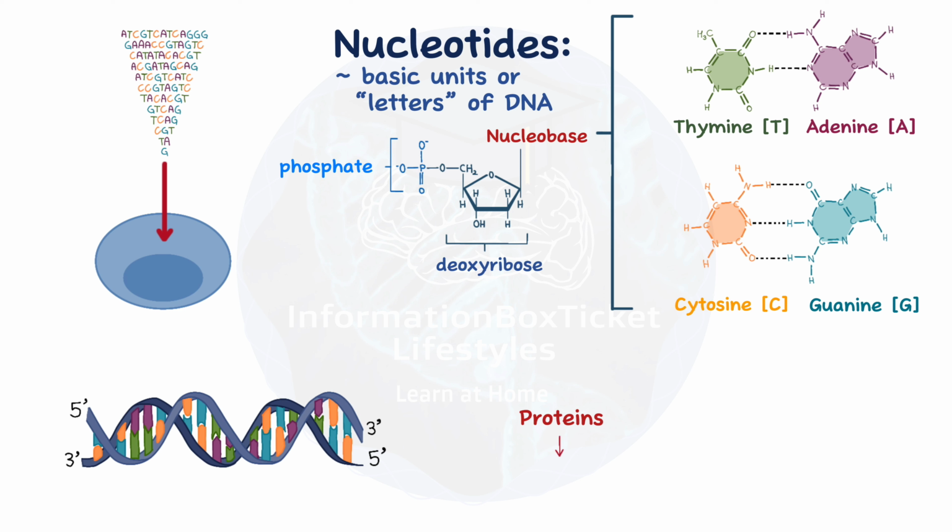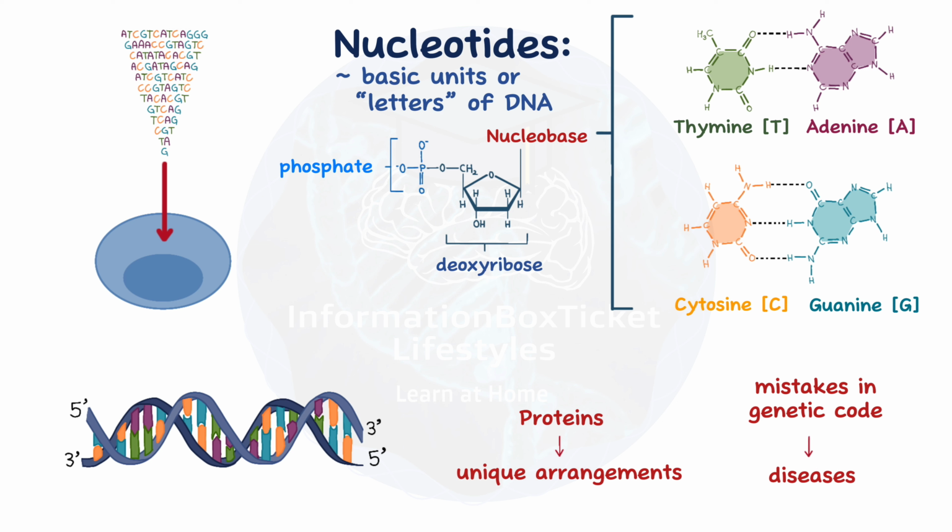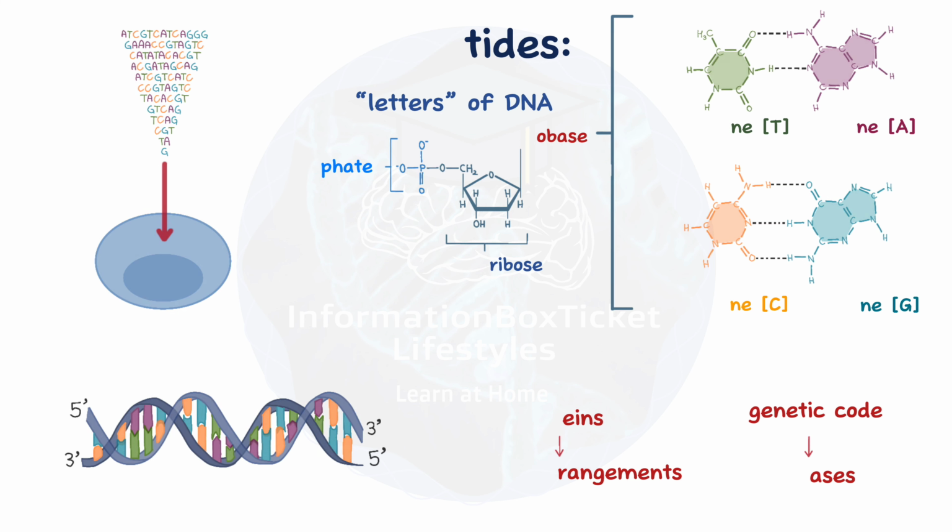All of the proteins in our bodies are encoded by unique arrangements of just these 4 nucleotides. When mistakes happen in our genetic code, diseases can develop. And truthfully, we've always been curious to uncover the secrets hidden within our DNA.